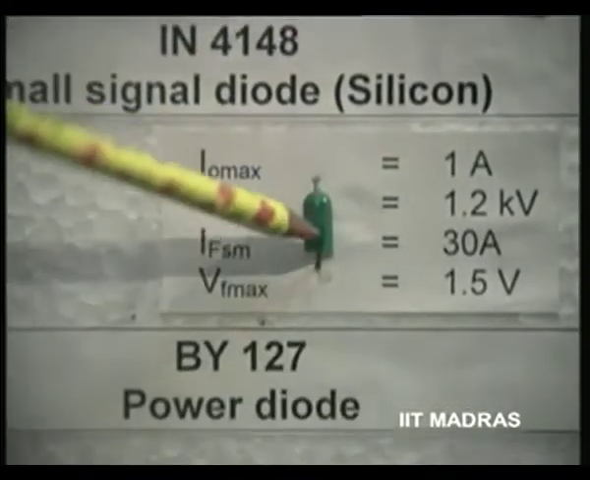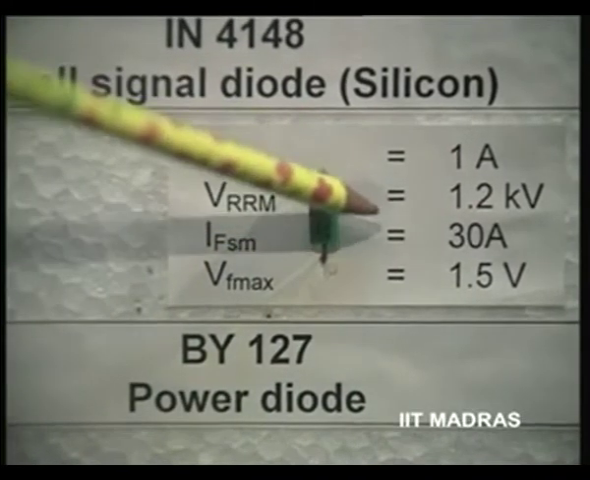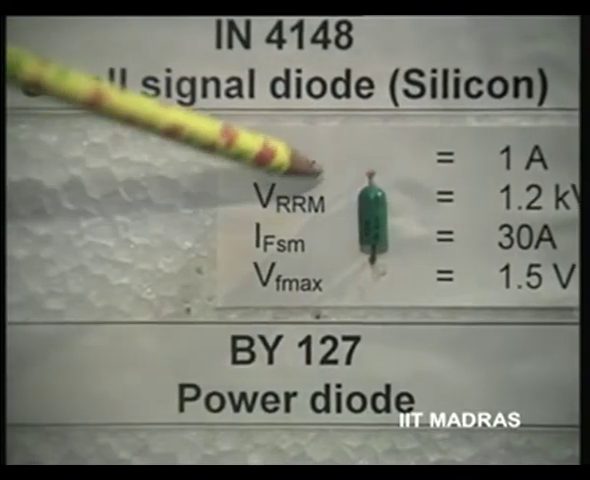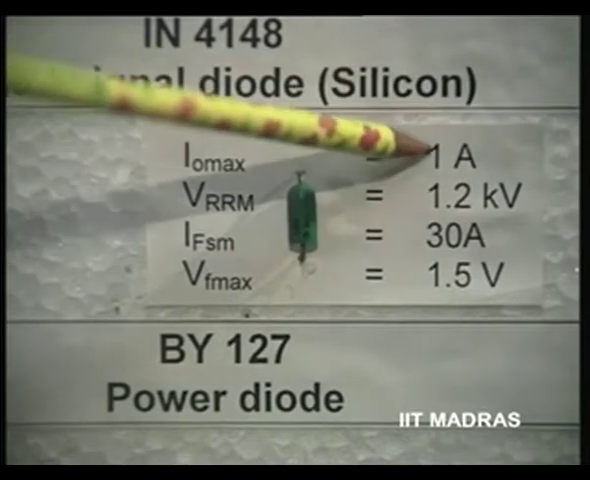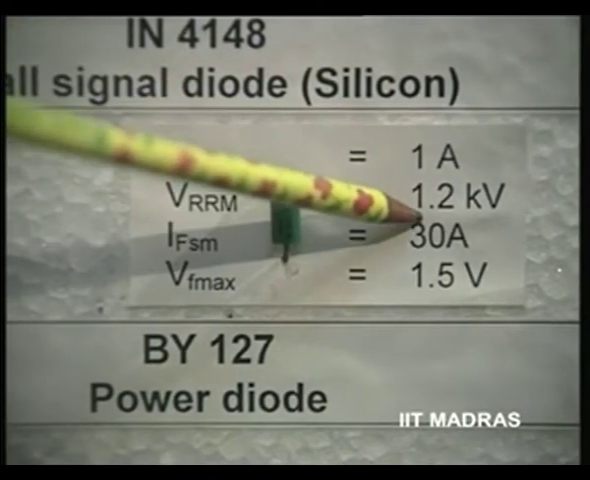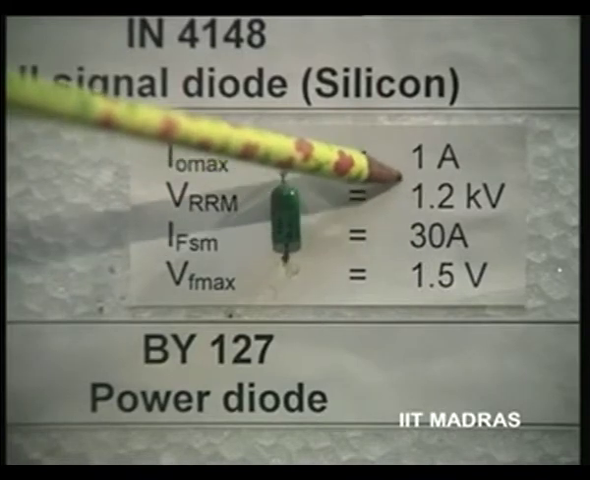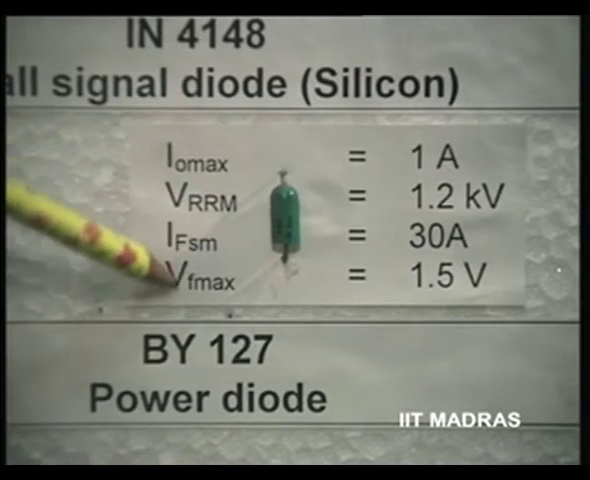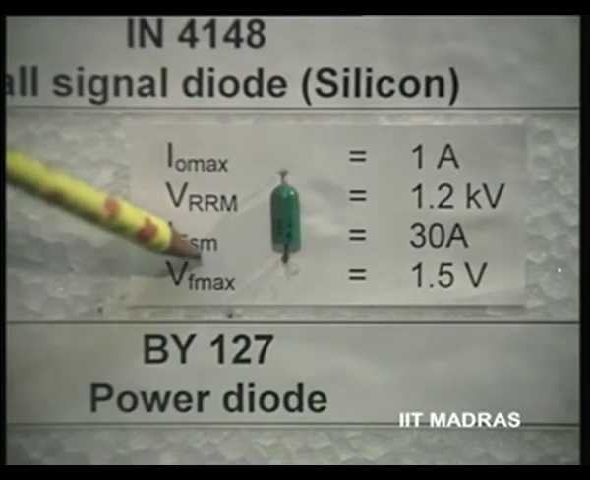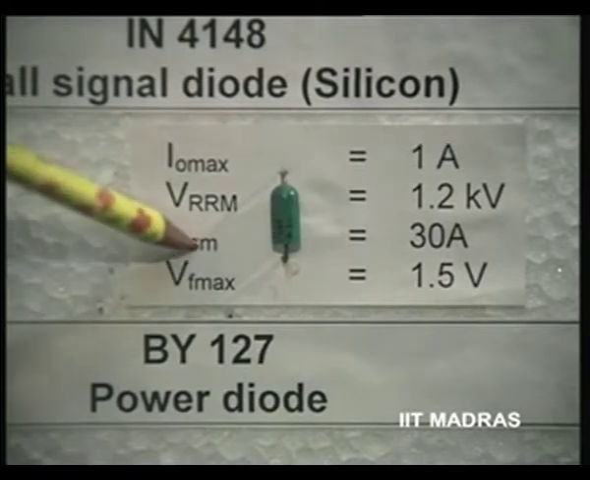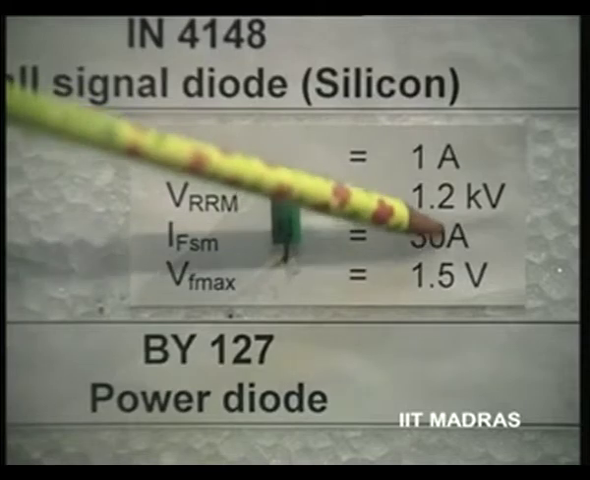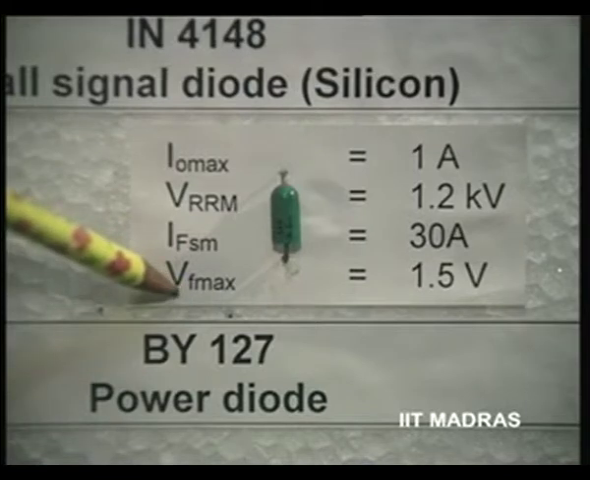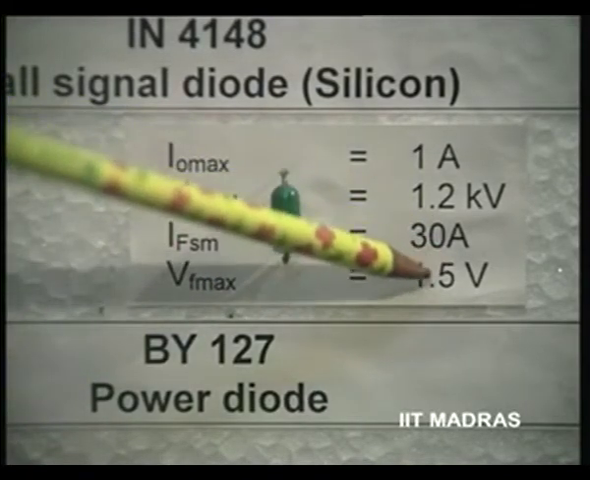Finally, we have a power diode. You can see its size compared to the other ones is bigger, and it can carry a current of the order of 1 ampere, and its peak inverse voltage rating is of the order of 1.2 kilovolts. This is what I had discussed when we designed our rectifiers. The forward current it can sustain is of the order of 30 amperes, and Vf maximum is of the order of 1.5 volts.